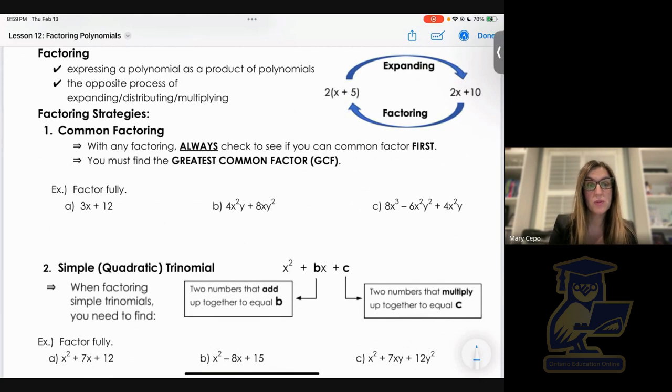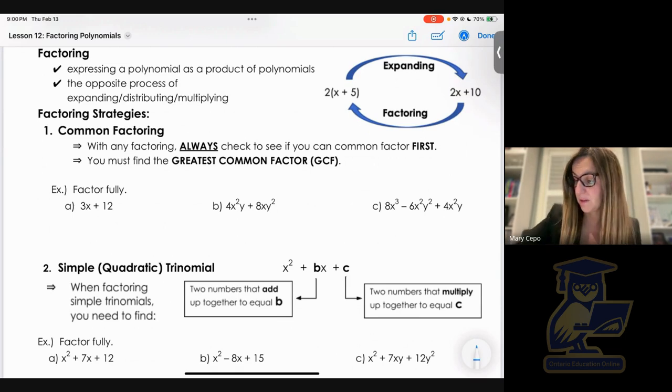With any factoring, always check to see if you can common factor first. That's the first thing for any kind of factoring question. Always look to see, do the terms have a common factor? You must find what that greatest common factor is and divide each of your terms by that greatest common factor. So let's factor fully the following. In A, we have 3x plus 12.